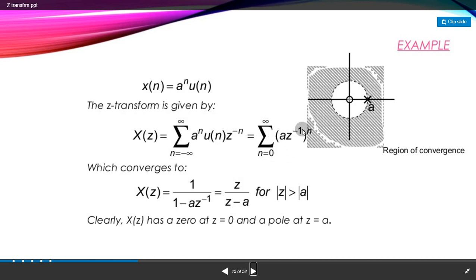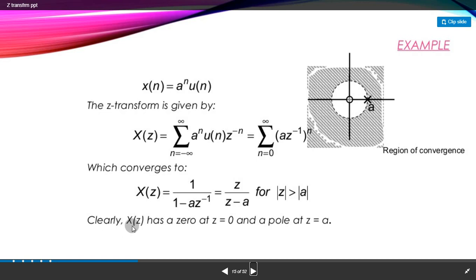And as we know from the Lorentz, we can convert it to this form: 1 minus 1 by 1 minus a to the power z, which is 1 by 1 minus a into z to the power minus 1. It could be written here as z by z minus a. And the important factor is that the absolute value of z should be greater than the absolute value of a. Now the absolute value of a is this, as the r.